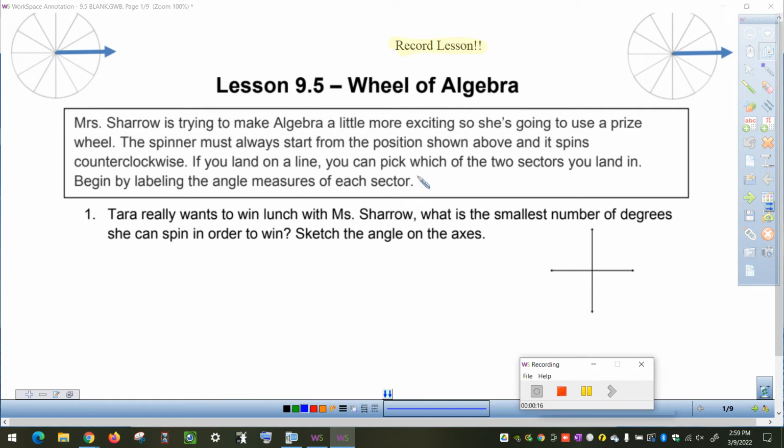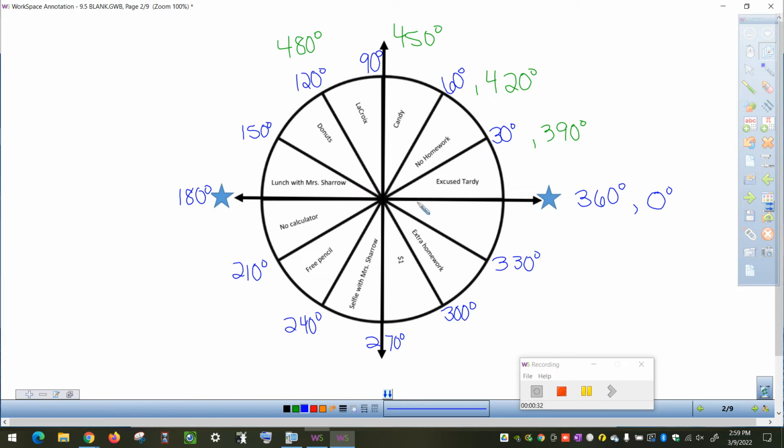So I want to point out in our directions here that one of the guidelines was that if we land on a line, we can actually pick either one of the two sectors that we land in. And so if we take a look at the sector for lunch with Miss Shero, and we want to try to find the smallest number of degrees that will get us there, we can actually say 150 degrees. So that's the closest line that's going to allow us to then pick that as an option. If you put 180 degrees, yeah, that would still get you lunch with Miss Shero, but it's more than the least possible option of 150.